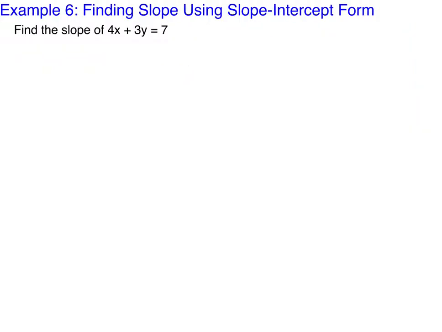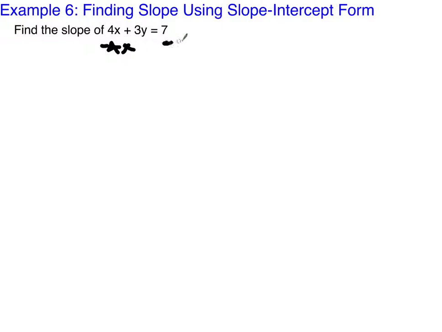Alright, let's do an example of this. Find the slope using slope-intercept form. So what form is this in right now? The x and y are both on the same side of the equation, so this is standard form. We're going to find the slope by solving for y. If you put it in slope-intercept form, you can see what the slope is just by looking at what's in front of x, but in order to do that, you have to solve for y. So let's go ahead and do that.